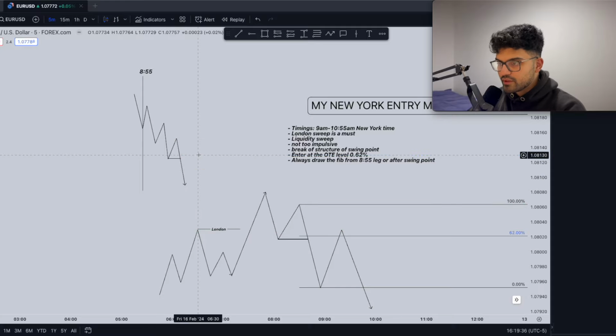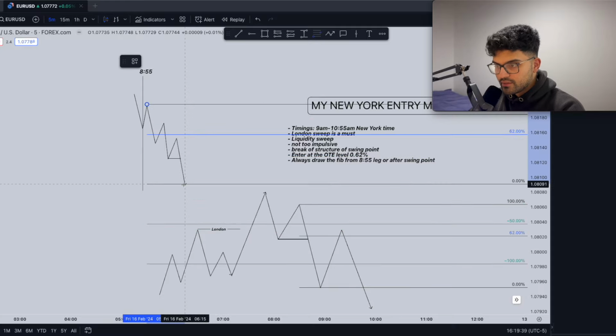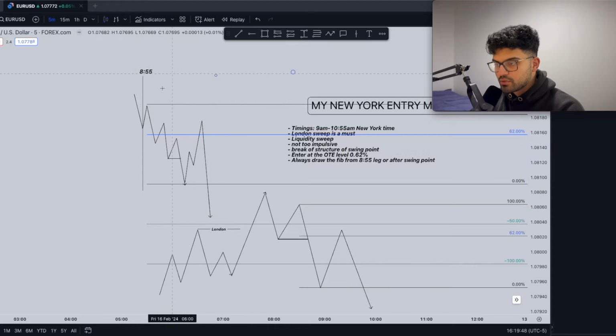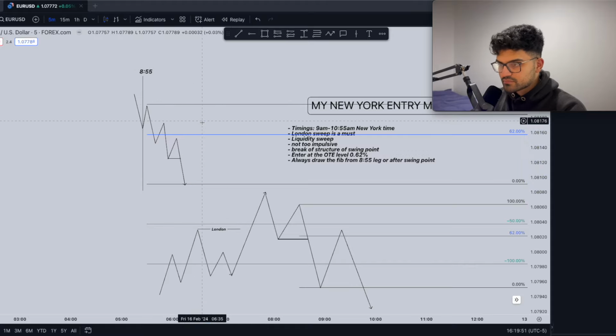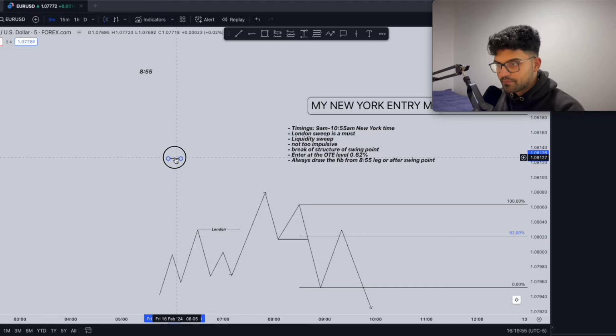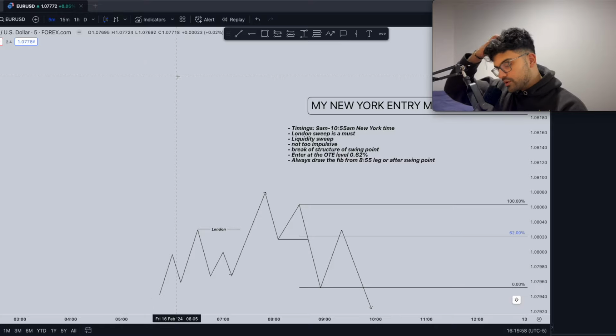So more often than not, it'll go back to this retracement, and it can take our liquidity there as well. We'll come back, go in deep here, and then it can go down like that. Okay, and our stop loss is going to be above here, so we're covered anyway. But that is what I mean by the 8:55 leg. After the most recent one, that is what we are going to be looking for.